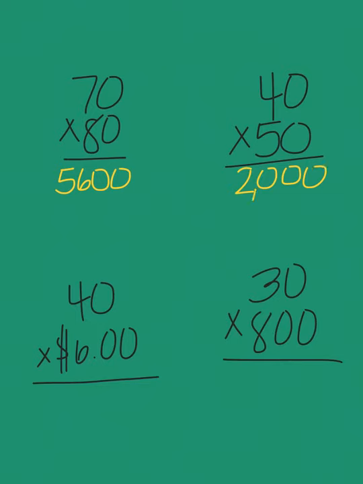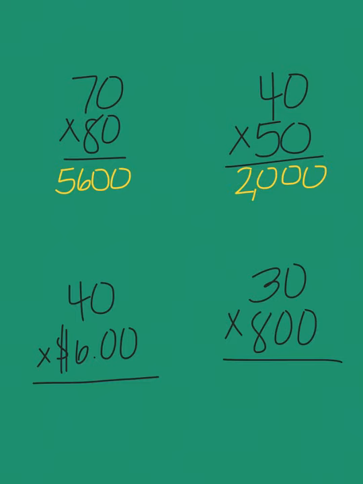All right, I want you to pause again and try these next two. Now, don't be concerned. Sure, there's a dollar sign and a decimal, and sure, there's an extra zero, but you guys have got this. Take a pause, try and solve them, and then press play to see if you got it.